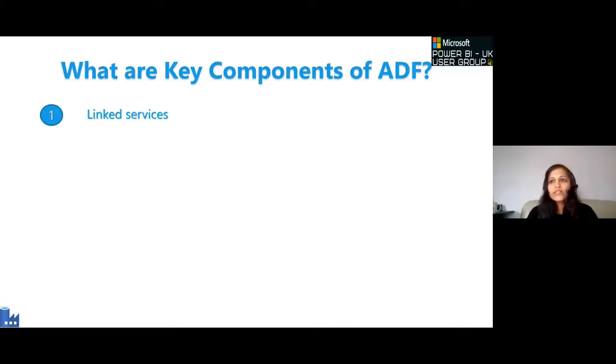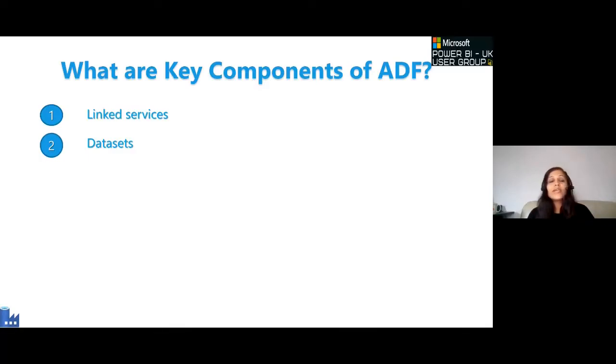So the first one is a linked service. If you compare linked service with SSIS, then you can say that SSIS has a connection manager, so it's the same as a linked service in ADF. A linked service holds the connection string of your data source. It authorizes your data source so you can use it later on in Azure Data Factory by other components. For example, the next component, which is a dataset.